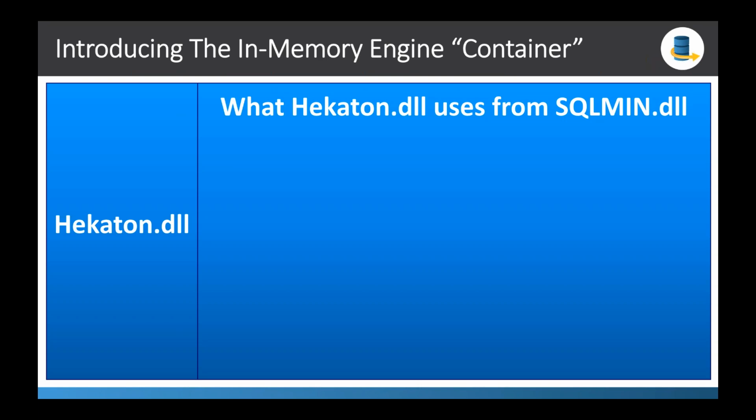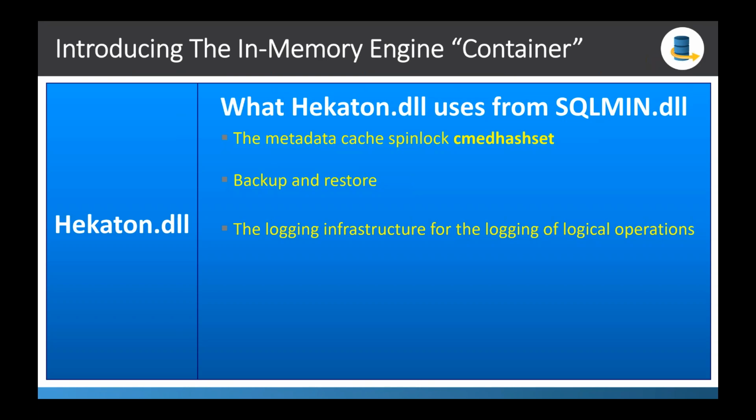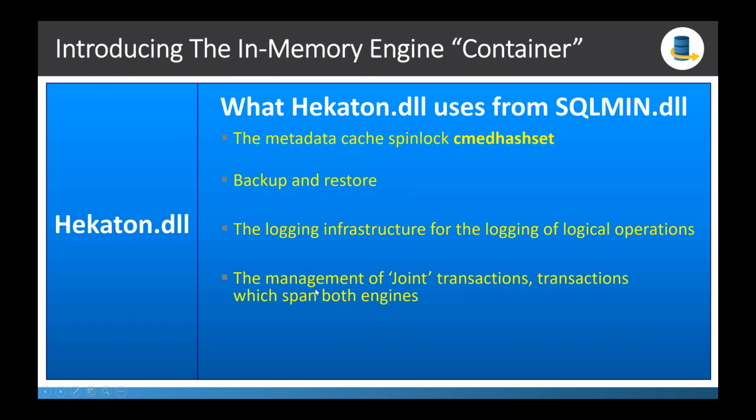Hekaton.dll is the container for the in-memory engine inside the legacy engine. It's a self-contained entity, but it still uses things from the legacy engine. It uses the metadata cache spinlock, which I'll get onto. It uses the legacy engine for backup and restore. It uses checkpoint files, but it still uses elements of the backup and restore functionality. It uses the logging infrastructure for logging logical operations. It uses the legacy engine for the management of joint transactions.